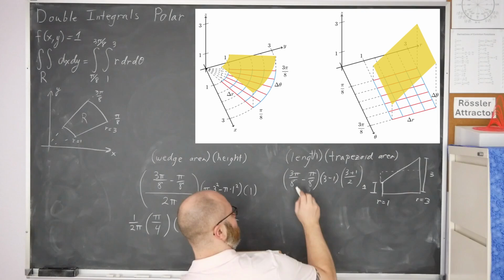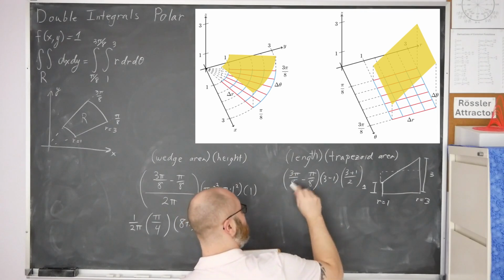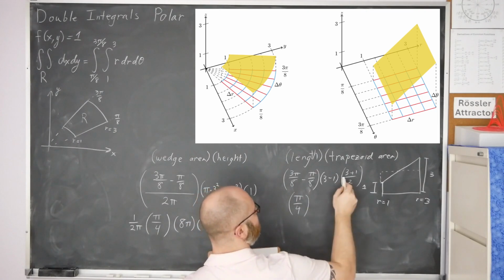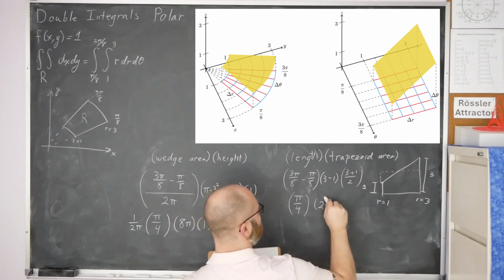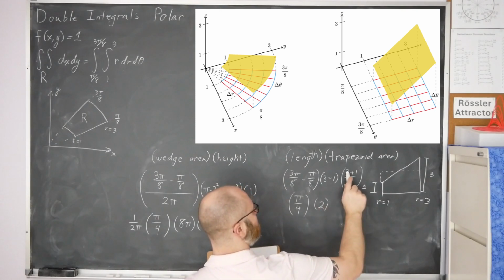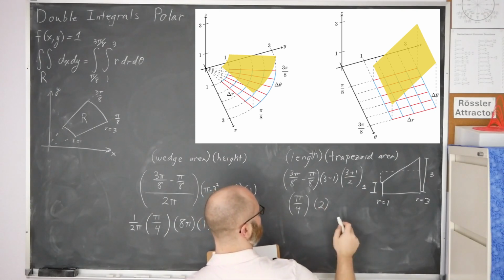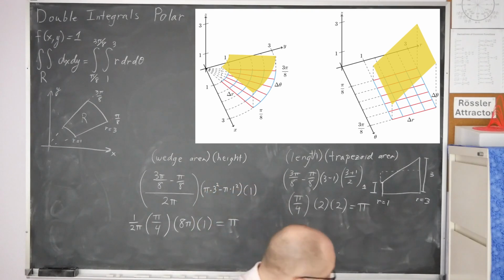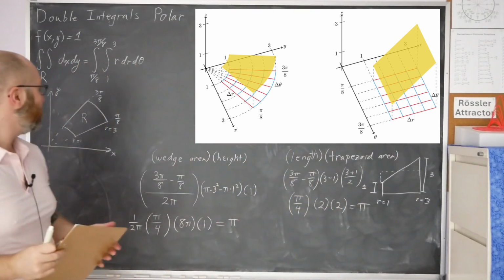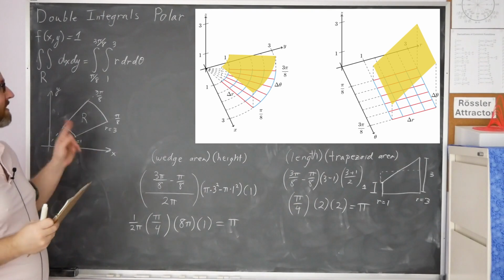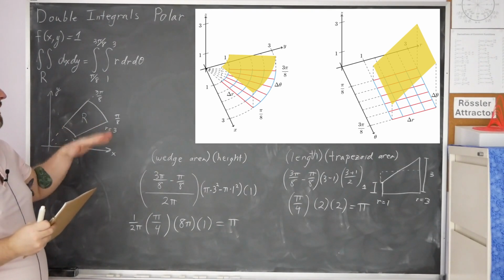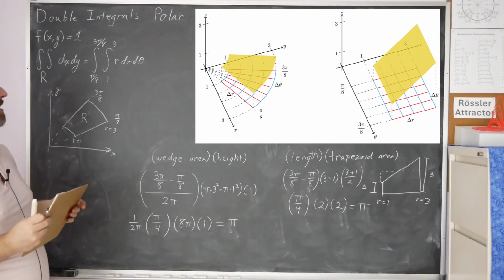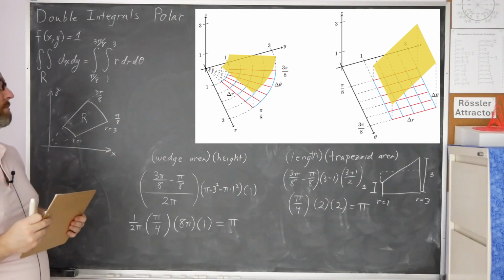So if we simplify that, 3 pi over 8 minus pi over 8 is 2 pi over 8, again pi over 4. 3 minus 1 is 2. And this is 4 over 2, so that's 2 again. And that simplifies to pi. So yeah, they end up being equal. So somehow there's some way to cut up that wedge with height 1 and rearrange it into that trapezoidal prism.